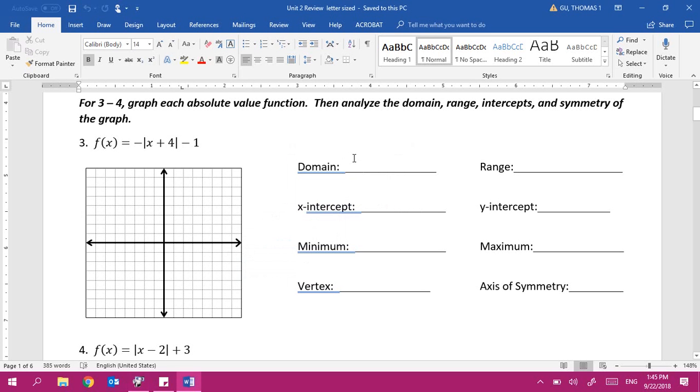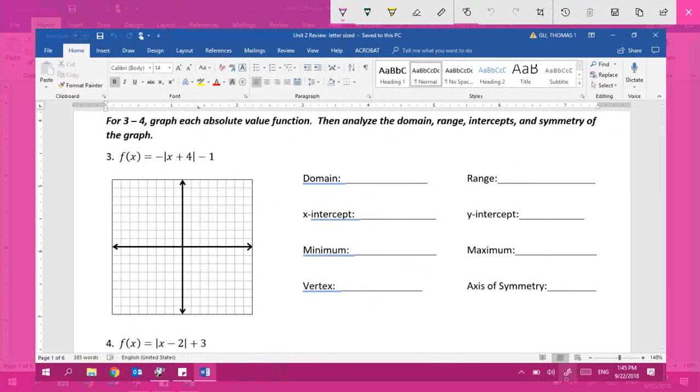Alright, number 3, we're going to graph the function, and then we're going to analyze and find a bunch of these things. So first, let's graph this function. First off, from left to right, we see a negative sign outside of our parent function, so that means we're going to reflect over the x.